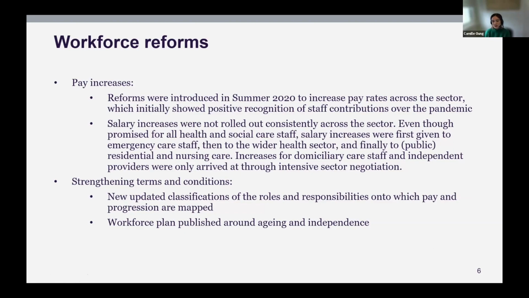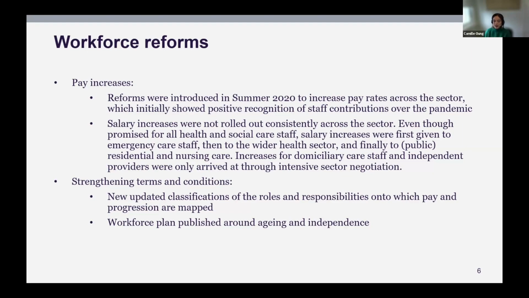But one of the biggest challenges was that the salary increases were not rolled out consistently across the sector. They were promised for all health and social care staff or long-term care staff, but they were first prioritised for people working in hospitals, so specifically emergency care staff, then to the wider health sector, and then only finally to public residential and nursing care.